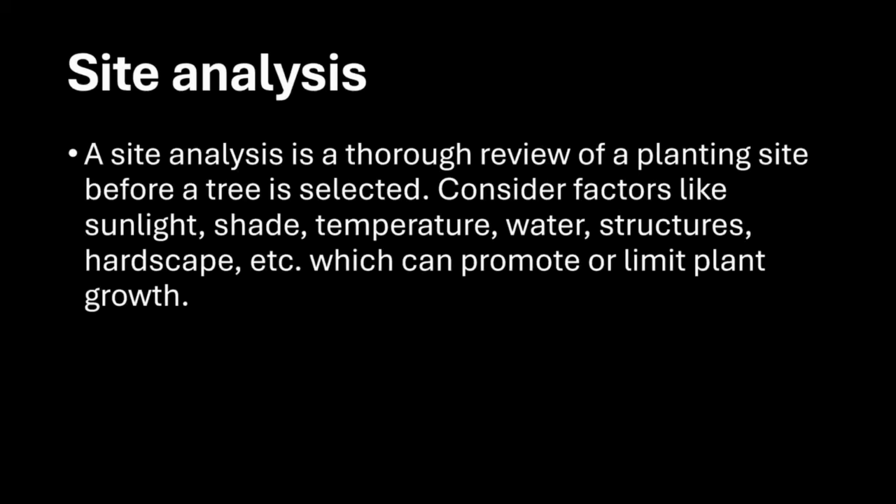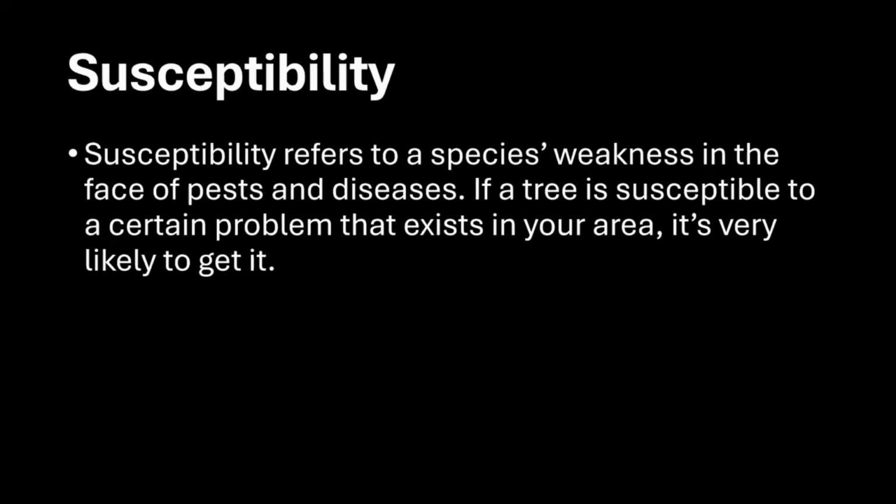Site analysis. A site analysis is a thorough review of a planting site before you pick the tree. Look at factors like how much light or shade you have, the temperature range, available water, existing structures and hardscape, and other factors that can either promote or limit plant growth. Susceptibility. Susceptibility refers to a species' weakness when it's faced with pests and diseases. If a tree is susceptible to a certain problem and that problem is in your area, the tree is very likely to get it.